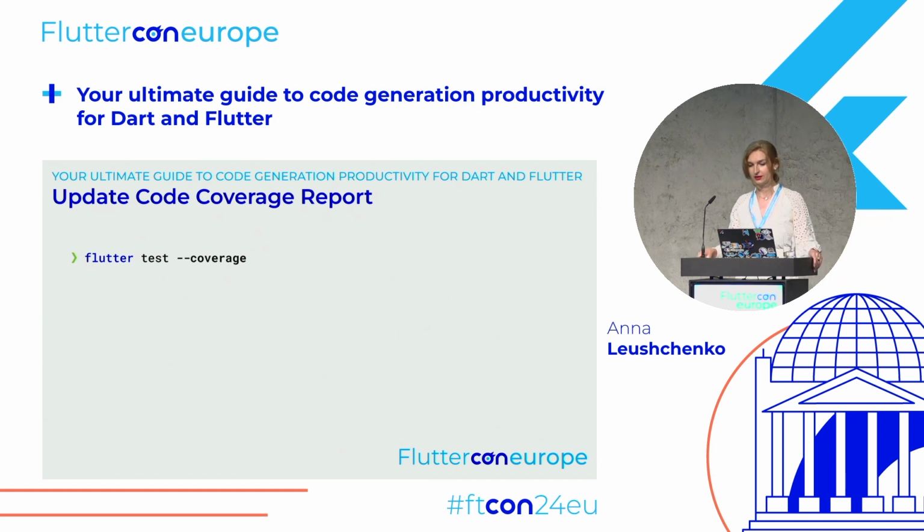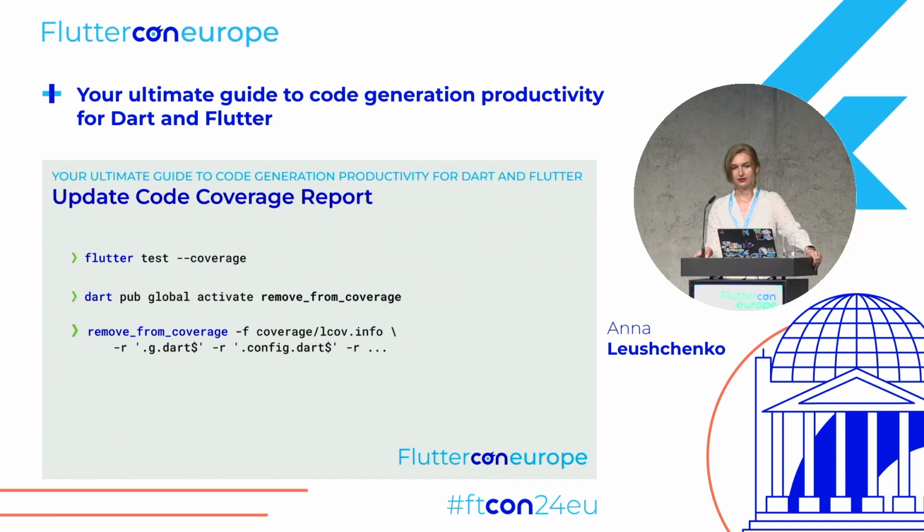So once again, freezed already takes care of it, but for the rest, this can be done with the help of remove from coverage tool. After it is installed, we can instruct it to manipulate the report file and remove generated files based on their extensions. This way, your code coverage percentage measures only the coverage of the code you are actually interested in.